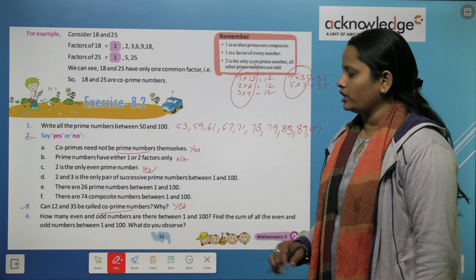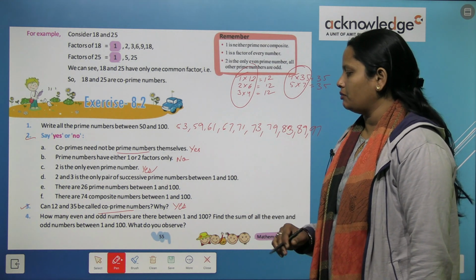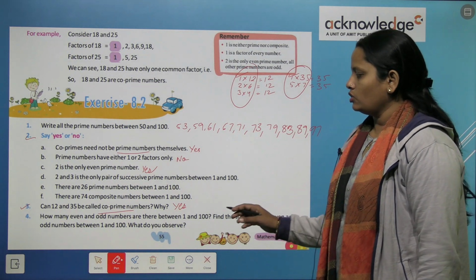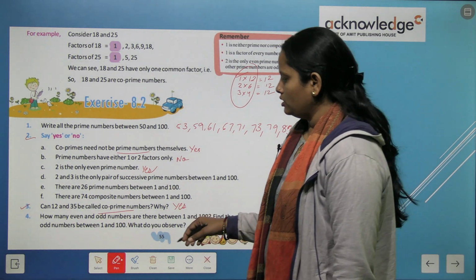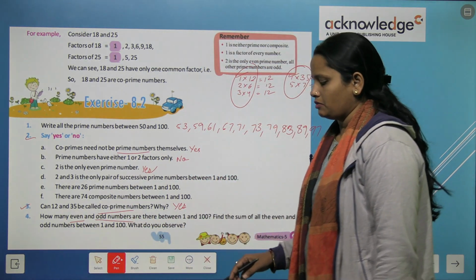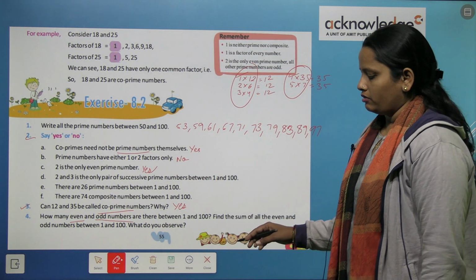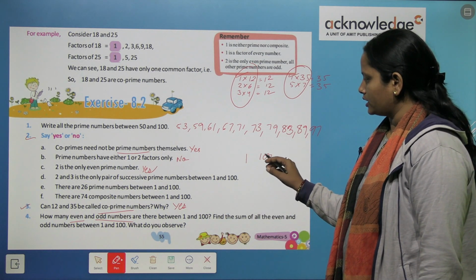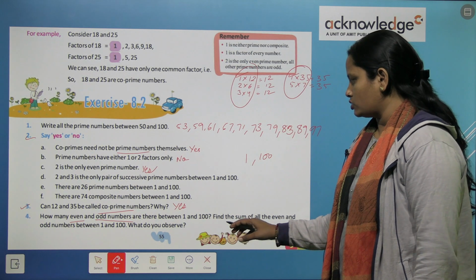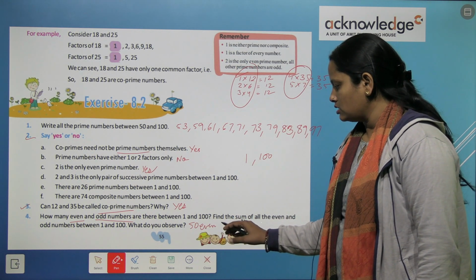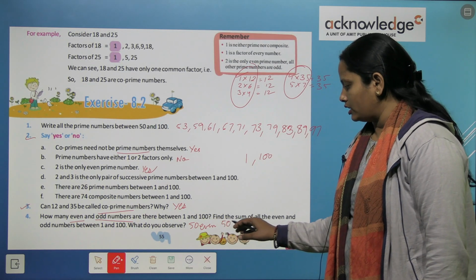Now question number 4 is how many even and odd numbers are there between 1 and 100? So कितने even numbers हैं 1 से 100 के बीच में और कितने odd numbers हैं between 1 to 100? So यहाँ पे जब हम 1 से लेके 100 तक की काउंटिंग लिखते हैं, so there are total 50 even and 50 odd numbers.